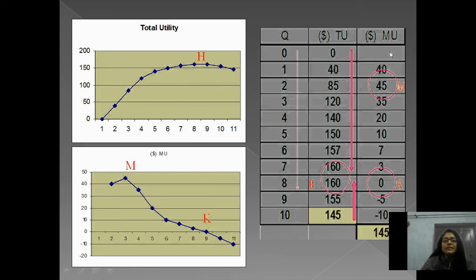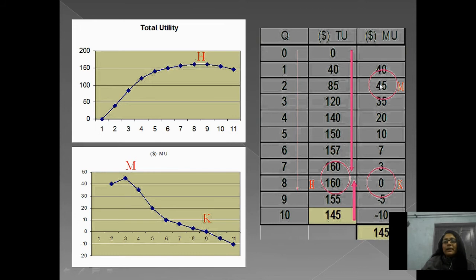And this is the marginal utility. Obviously, marginal utility is absent for the quantity 0. Suppose he consumes the first unit of the good, he gets 40 units of utils, and for the second unit he gets 45 units of utils. It gradually decreases, right? As we see, 20 is less than 35, 10 is less than 20, and in this way it goes to 0, and then it goes into the negative portion.